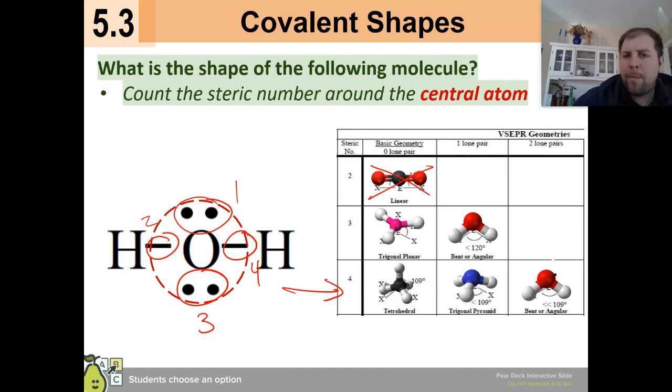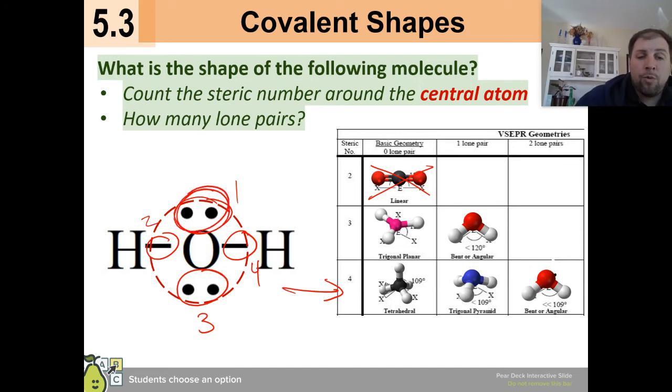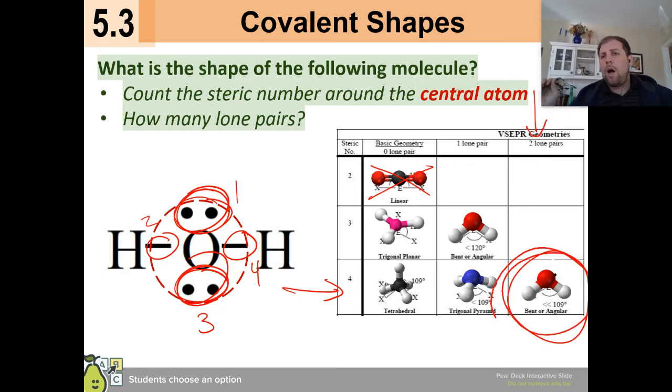Now, how many of those things going on around the central atom are invisible lone pairs that we can't see? We got 1 invisible lone pair. We got 2 invisible lone pairs. So we're in this column. So this is going to be a bent shape molecule. It's going to be bent.